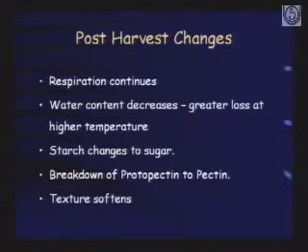What changes take place in fruits? One thing is respiration continues. So there is continuous production of heat and CO2 in water. Then water content decreases. There is greater loss at a higher temperature. Starch converts to sugar in fruits and sugar gradually converts to starch in vegetables. Then breakdown of protopectin, which is the parent compound of pectin, occurs and it converts to pectin. So because of this, texture of fruit and vegetable becomes soft. You must have seen all these changes at your homes also.